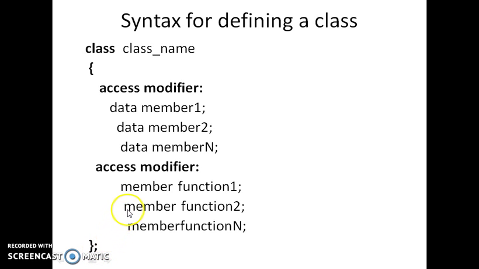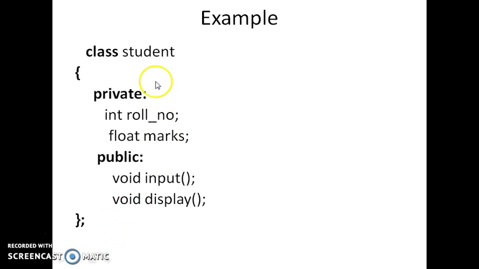Now let us see through an example how to define a class. As I said, student can be a class name. See, I have mentioned the keyword class, then the class name student, curly bracket open. Now this private, if you remember, was the access modifier. You can observe this also, public. What this private and public are, we'll see in a program.